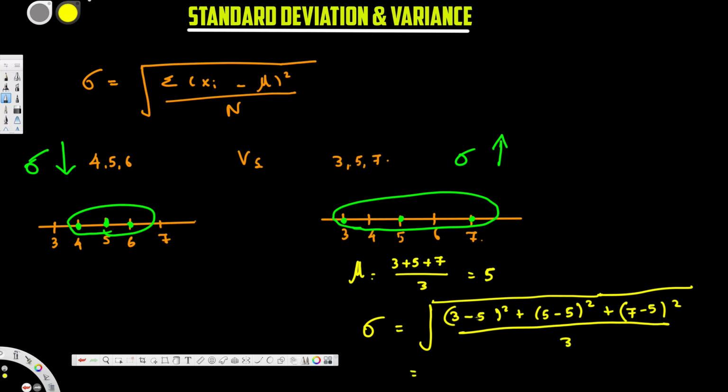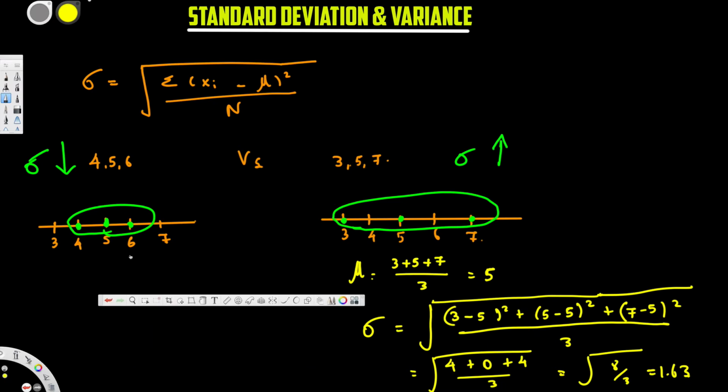Now 3 minus 5 is what? 3 minus 5 is, actually, negative 2, squared, that's 4. And then plus 5 minus 5, that's 0, 0 squared is 0. 7 minus 5 is 2, 2 squared is 4, divided by 3, square root. So in total we have 8 over 3 in the square root. And if you calculate this, you will get 1.63. So this is the population standard deviation for 3, 5, 7.